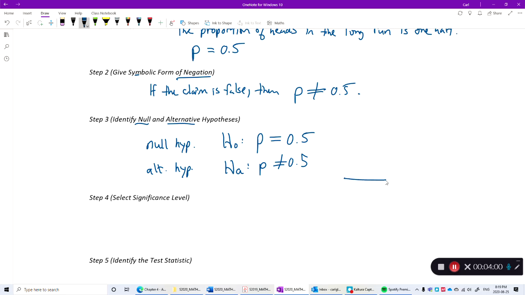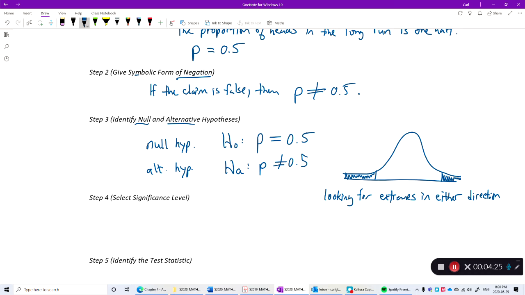So I'm going to draw a little sketch here that we should keep in mind. So we're interested in what we'll call a two-tailed test. We're looking for extremes in either direction. Anything that should be rare, like very many heads, or rare because it's lots of tails, both of those will be considered evidence of not fair. So that's a two-tailed test.